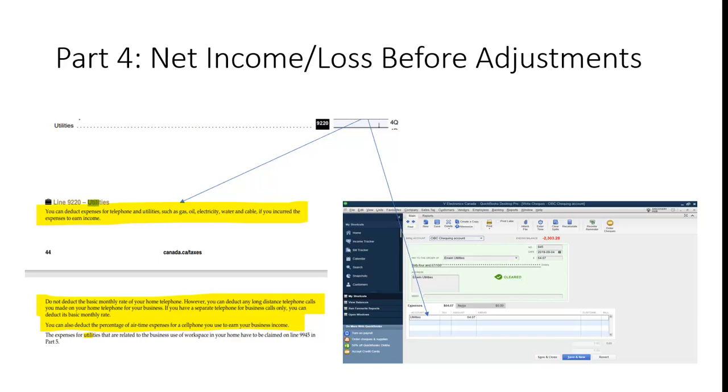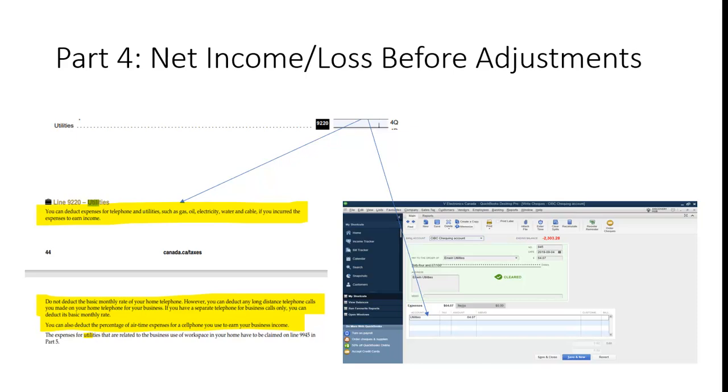Next you have utilities. If you paid money for telephone and utilities like gas, oil, electricity, water, cable, so on and so forth, you may declare your utility bill in this box, 4Q, or line 9220. Don't deduct the basic monthly rate for your home telephone.